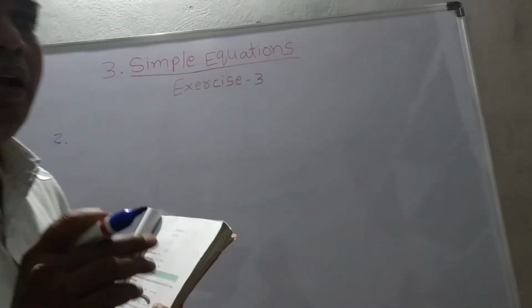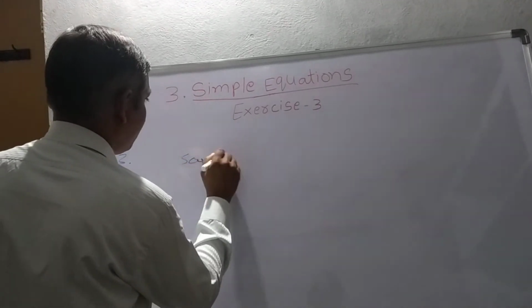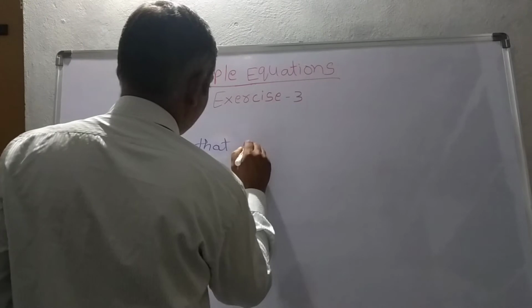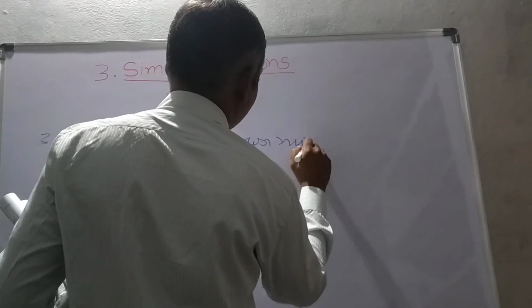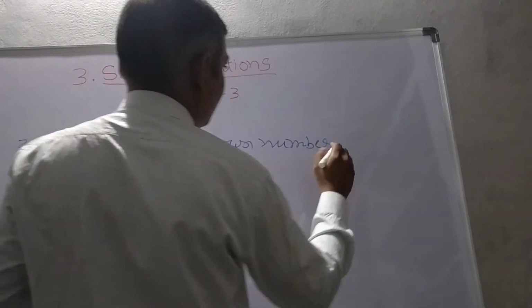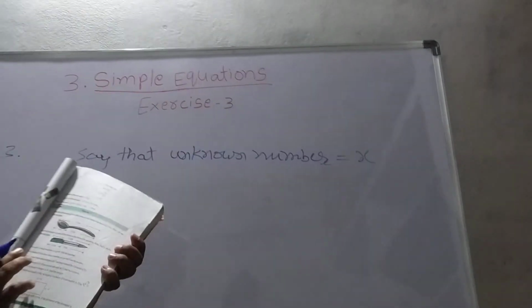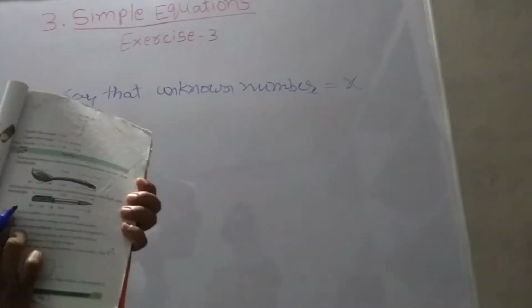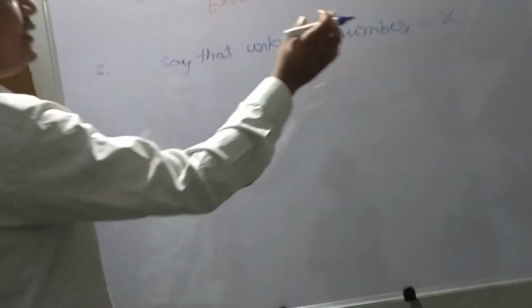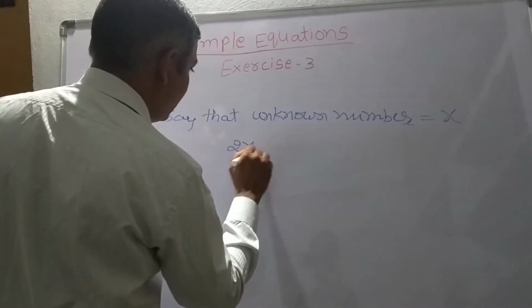First we have to say the unknown number is x. If we add 7 to twice a number, we get 49. Find the number. First, say that the unknown number is x. Twice the unknown number, twice means multiplying with 2, that is 2x.